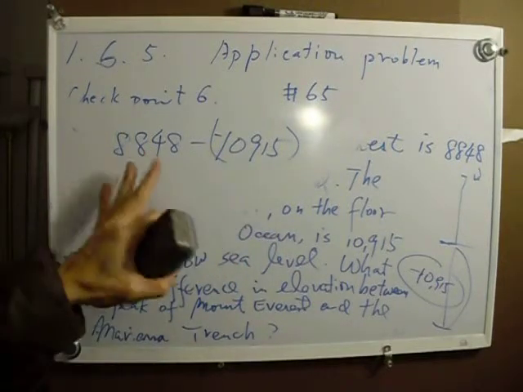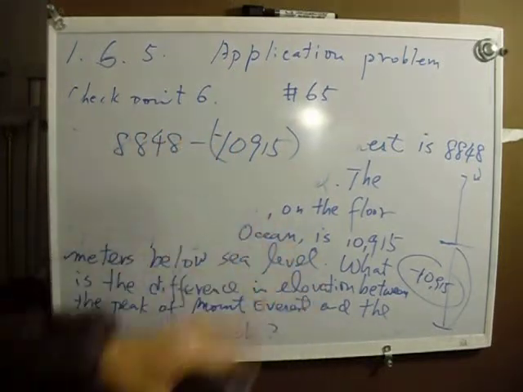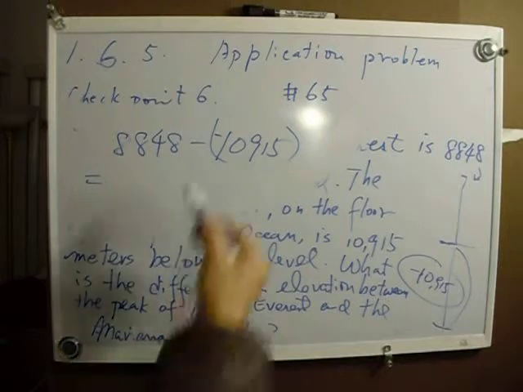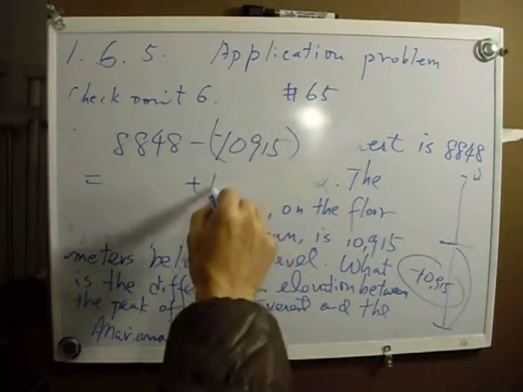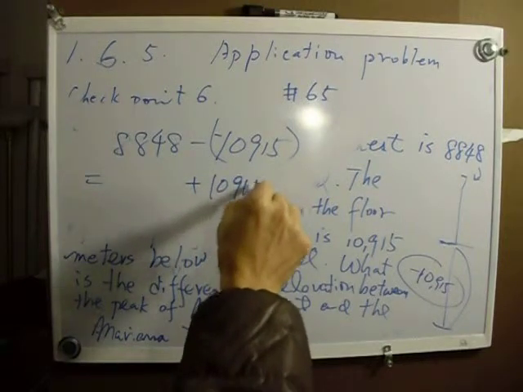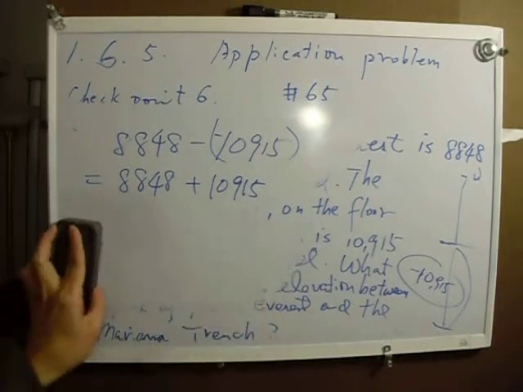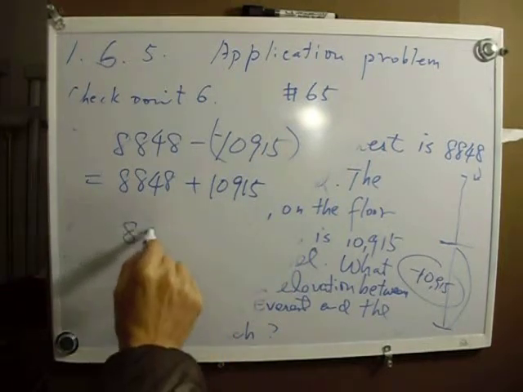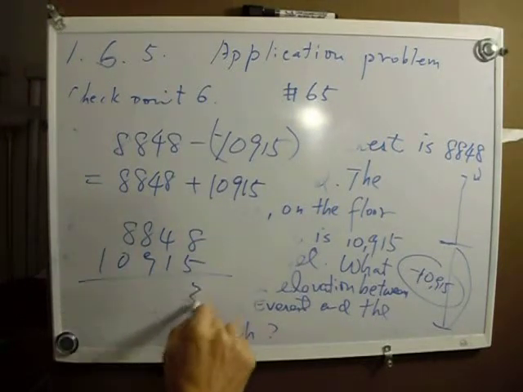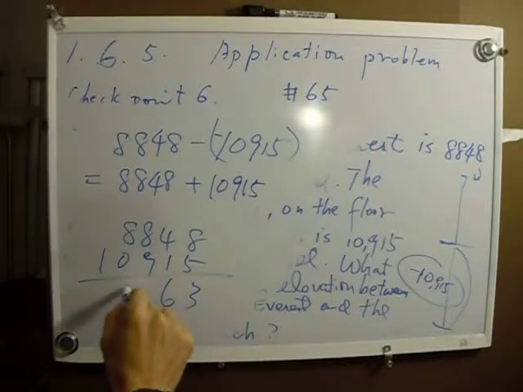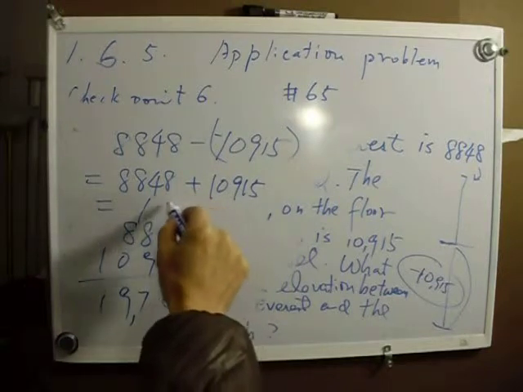So in this case, we use this kind of algebraic expression to represent the situation. You subtract a negative, the opposite of the negative number, so you will be adding the positive of that number. The actual difference of these two numbers, well, use your calculator to get it. Here I use my hand to do it: 3 here, 6 here, 7 here, 9 here. 19,763 meters.